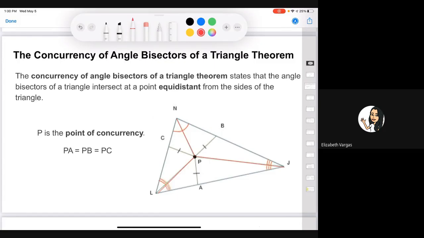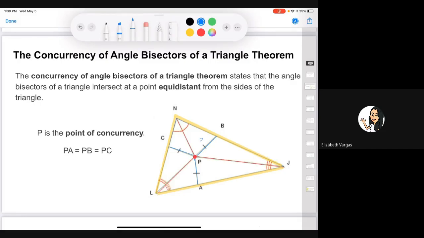What this theorem tells me is that those angle bisectors meet at a point that is equidistant from every single side. And obviously we have three sides in a triangle. We have one side right here, one side right here, and one side right here. So what this theorem tells me is that that point would therefore be equidistant from all of the sides. So the distance to that side would be the same as the distance to this side, would be the same as the distance to this side.